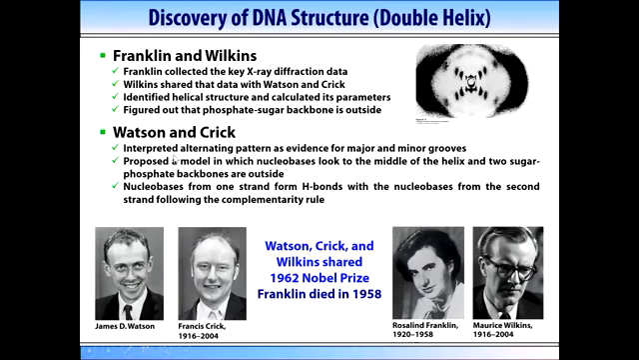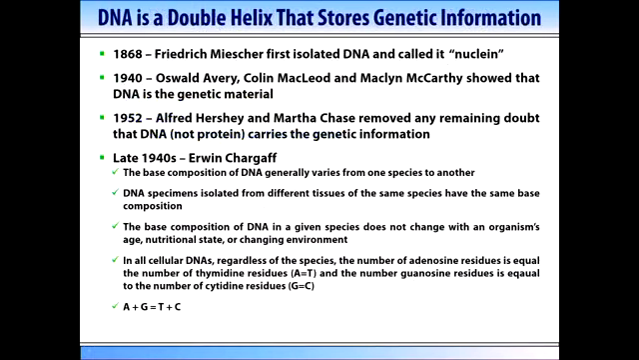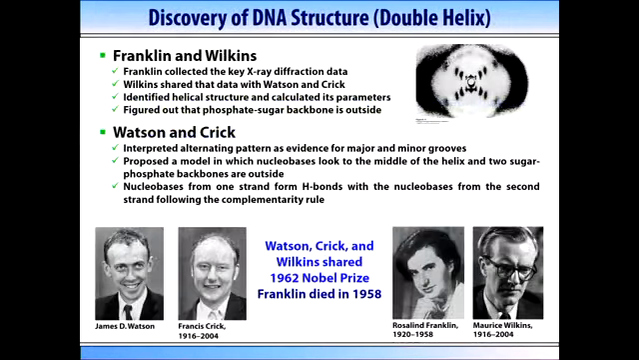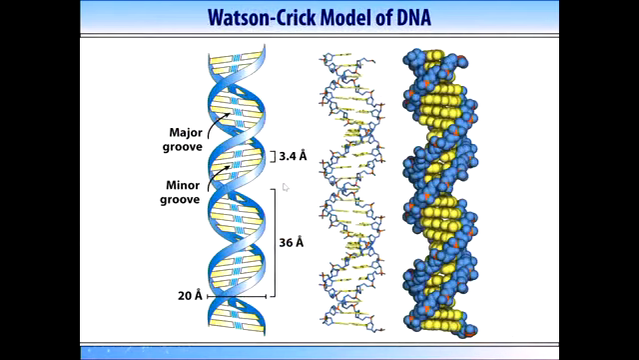And after some time, they found a nice and neat explanation of the data that was collected by Rosalind Franklin. One of the key pieces of information that they used was Chargaff's rule, that adenines are always equal to T, and guanines, G's, are always equal to C. And basically here's the result of their discovery. It's the well-known double-stranded model of DNA.